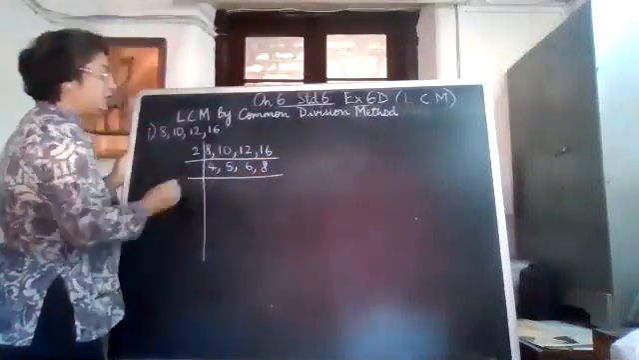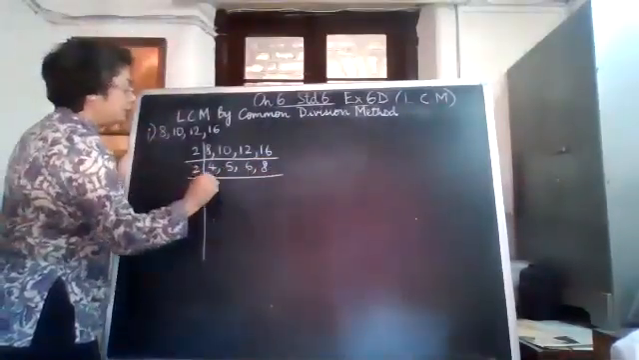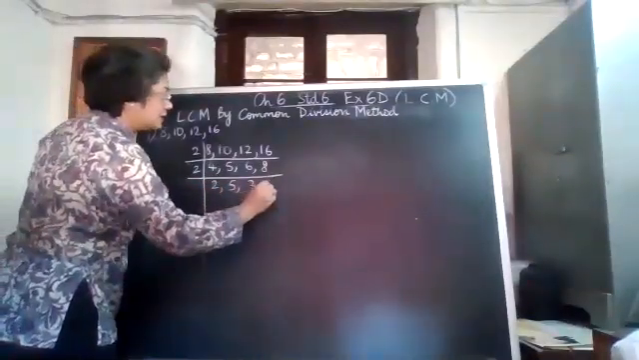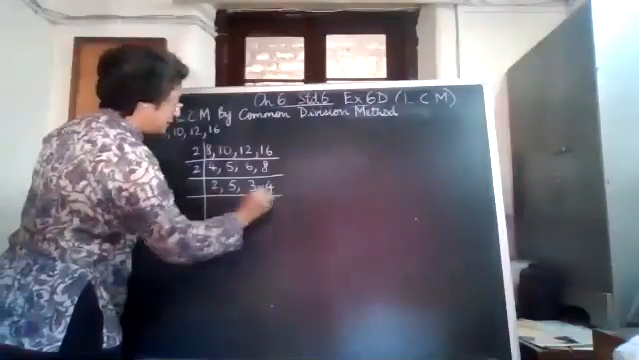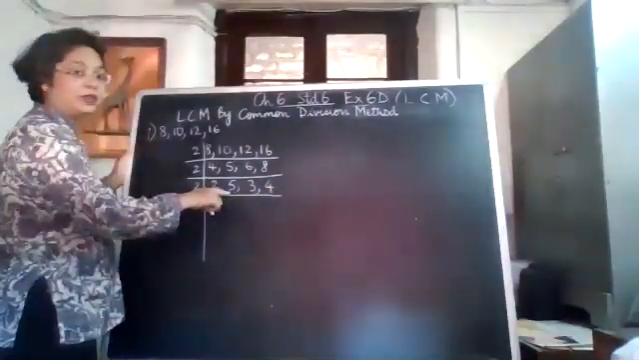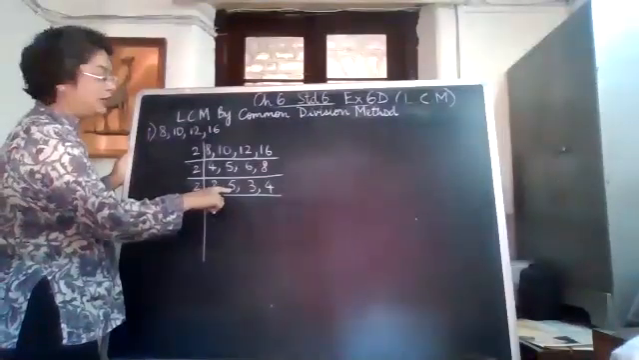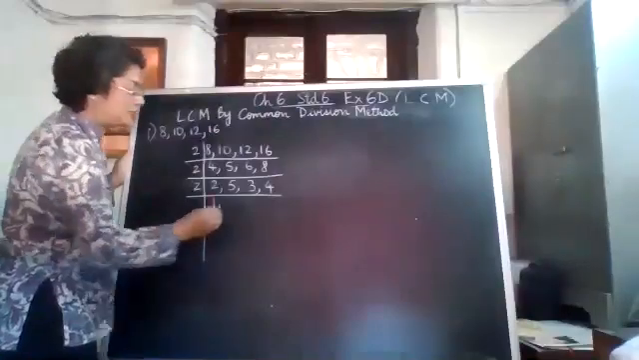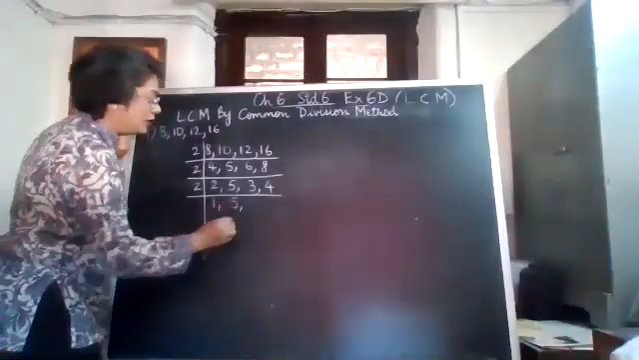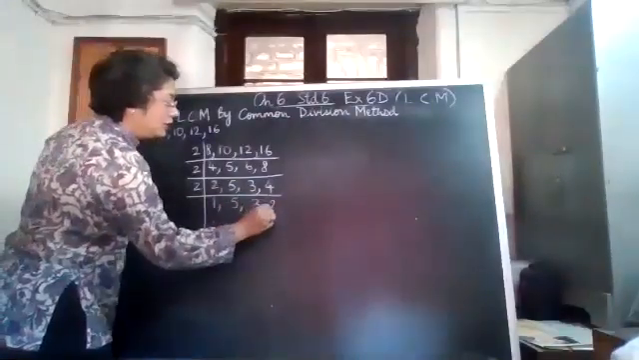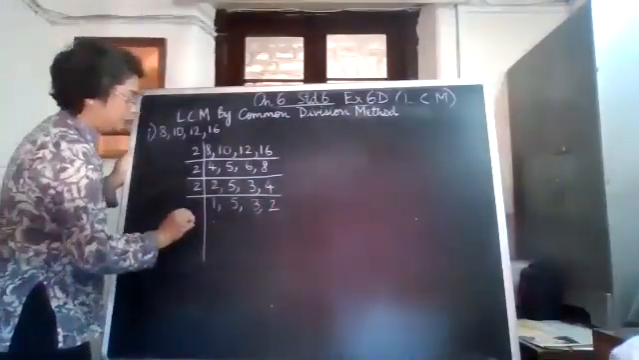Again I will use 2. 2 2s are 4. 2 3s are 6. 2 4s are 8. 2 1s are 2. Now 2 doesn't go into 5. What are you going to do now? Bring the 5 down as it is. 2 doesn't go into the 5 times table, so bring down the 5. 2 doesn't go into 3. Bring down the 3. 2 2s are 4.